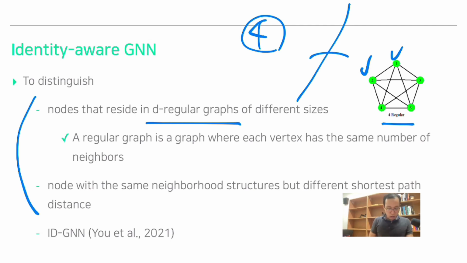And also, when they have the same neighbor structure but different shortest path distance, that could be possible, right? So their proposed ID-GNN is able to distinguish the nodes.